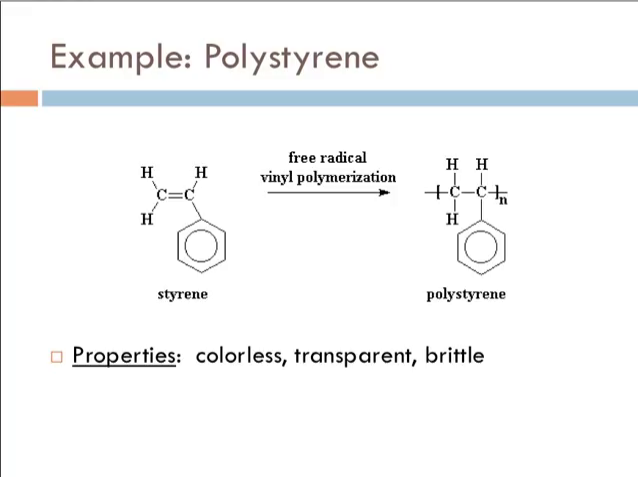Looking at another polymer, we have polystyrene. Your styrene, free radical vinyl polymerization, this would be your repeating unit. This polystyrene is colorless, transparent, and brittle.